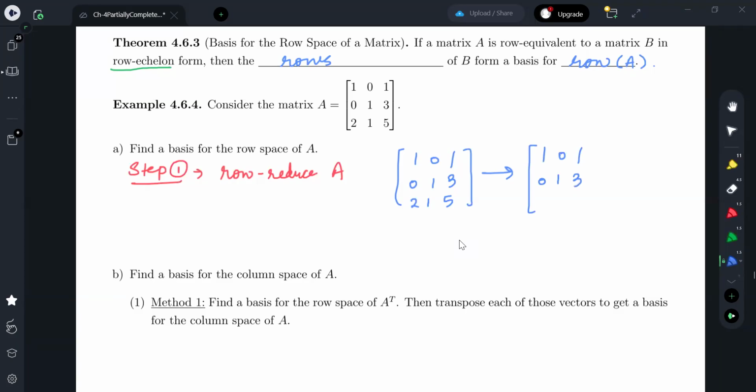You're subtracting twice of that from that, right? This will be 0. This will still be 1. Twice of that, it will be. You see, I see a redundant row happening here. What will be the row reduced version of this?